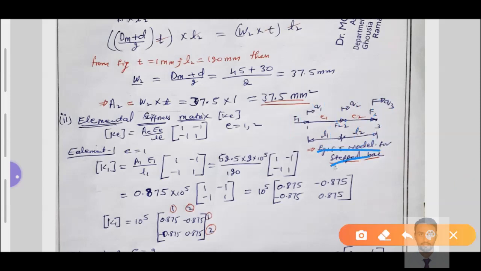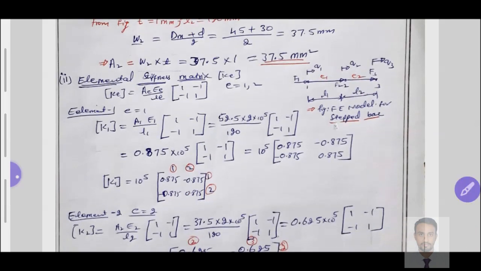This FE model is satisfied only for a stepped bar element, not for a tapered cross section. Why? Because we cannot represent a varying cross section in a line element. If it is uniform, then it is possible to consider a one-dimensional element, right? That is the reason we convert from tapered to a stepped bar of uniform cross-sectional elements, since we are carrying out finite element analysis using the one-dimensional characteristics of the given problem. Step number 2 of the finite element method is the elemental stiffness matrix.